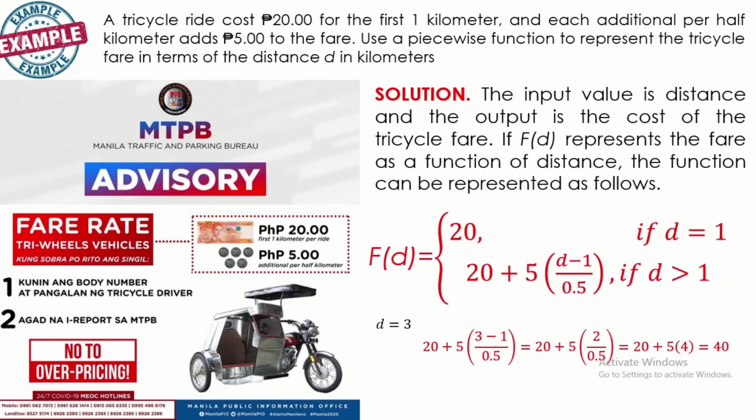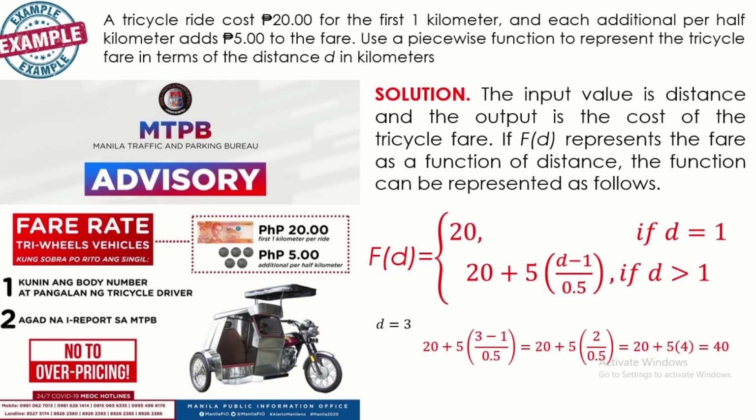Pero kapag halimbawa lang, naka 2 kilometro, ganun lang din ang proseso. 2 minus 1, so ang sagot doon 1. 1 divided by 0.5, the answer is 2. 2 times 5 is 10, plus 20, 30 pesos ang babayad niyo sa tricycle. So, mahalaga yung piecewise function kasi makakatulong sa inyo to give you a formula or the easiest way para ma-represent nyo kung paano kinocompute yung mga bagay-bagay.